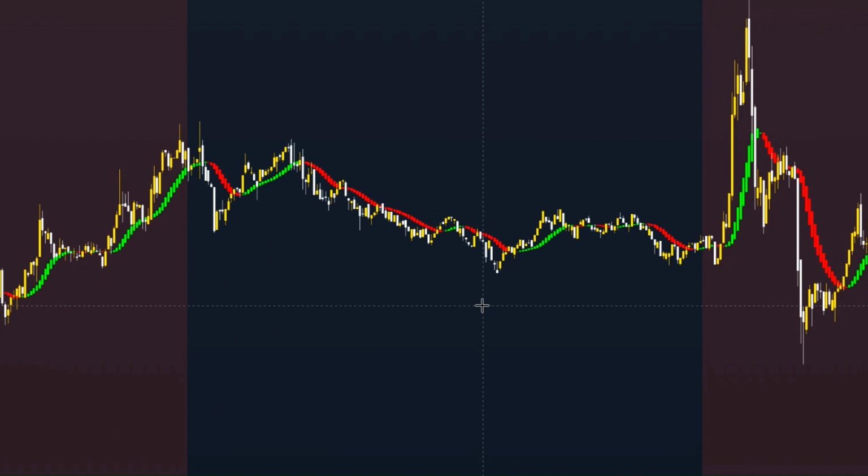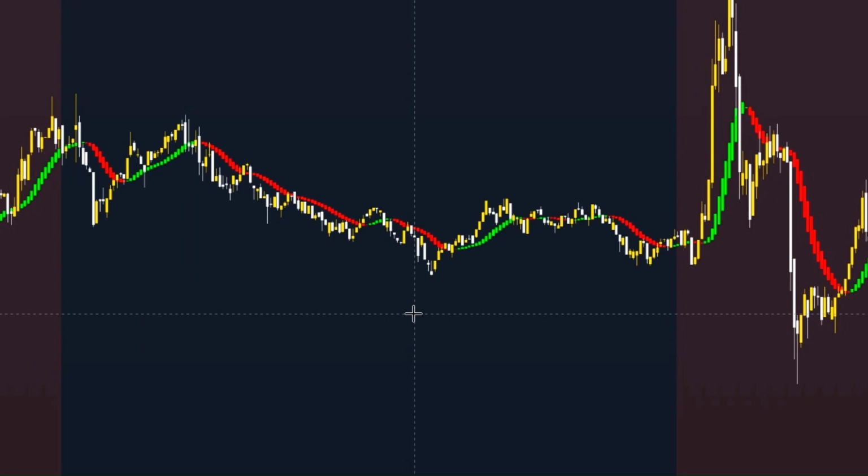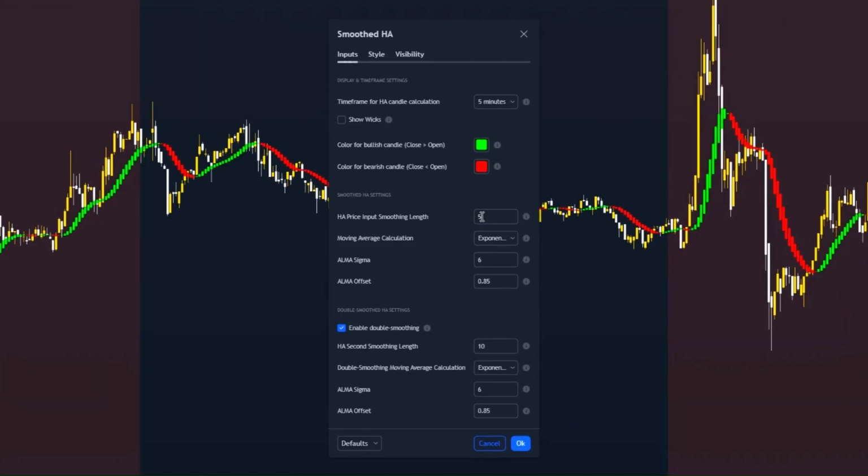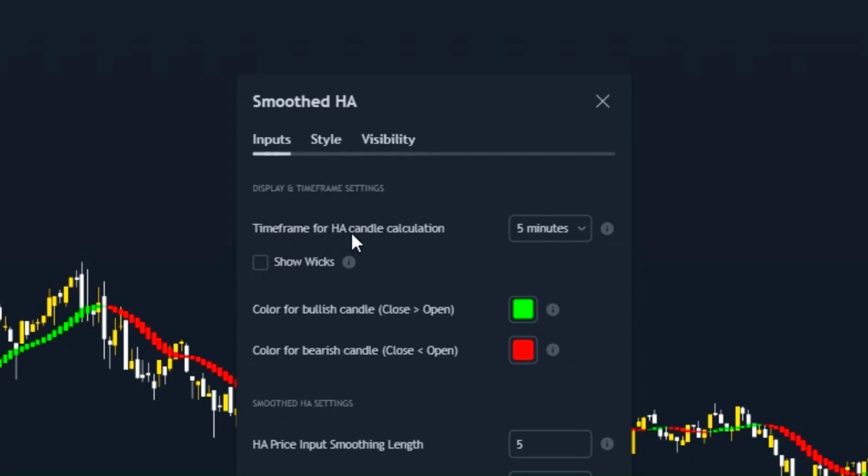We'll be trading on the 5-minute chart, so the first indicator we need to sort out is the smoothed Heikin Ashi for the 5-minute time frame. Click on the settings for the first indicator. You can see we have the smoothing length set to 5, show wicks is turned off, and the time frame for the Heikin Ashi candle calculation is set to 5 minutes.